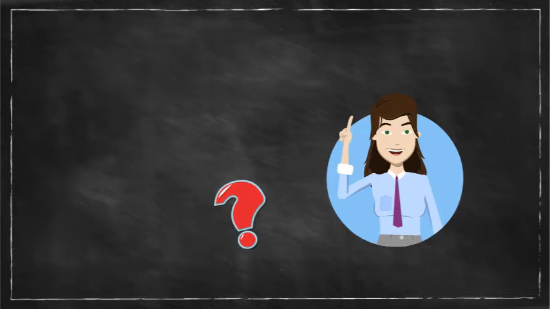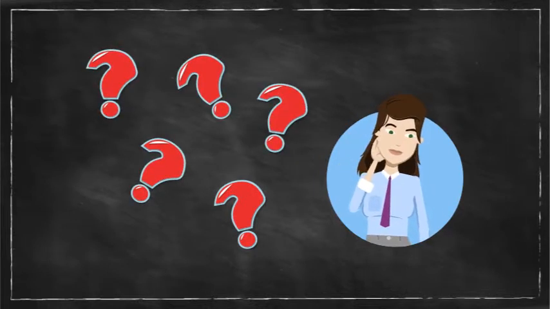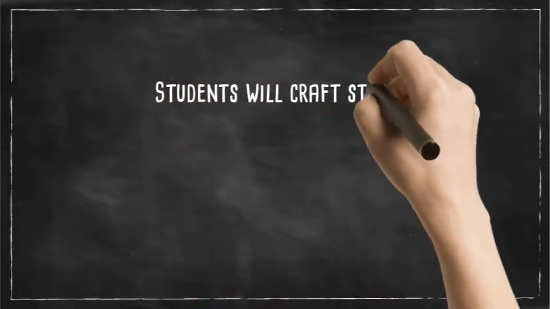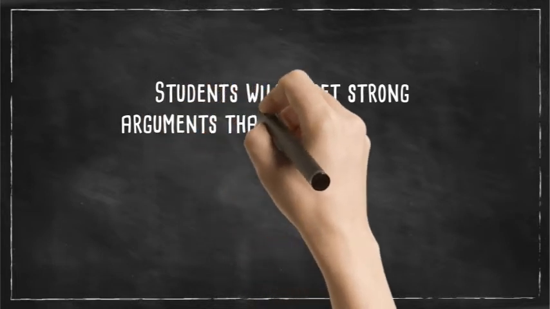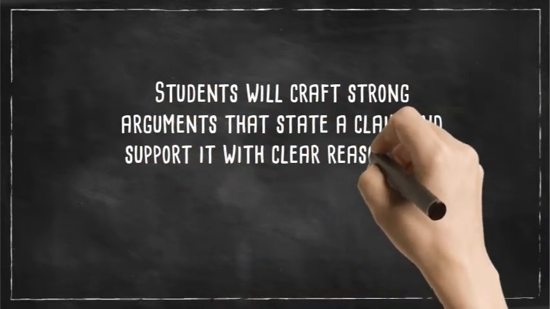So what does it look like when short-term assessments are aligned with success criteria? Well, let's take a look at an example. On this example, the overall learning intention is that students will craft strong arguments that state a claim and support it with clear reasons and relevant evidence.